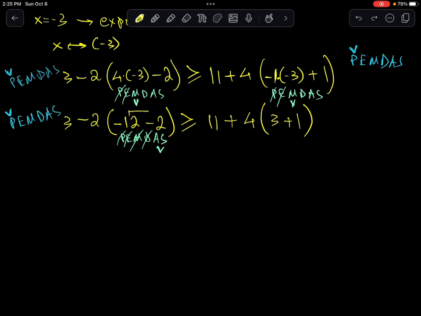I can emphasize that this is what I'm adding, the negative 12 and the negative 2. Alright, everything else drops. 3 drops, negative drops, 2 drops, the parenthesis drops, negative 12, negative 2. How do I do that? Well, they have the same sign, they're both negative, so I add them. 12 plus 2 is 14. Negative, they're both negative, so that's a negative 14, and the parenthesis closes.